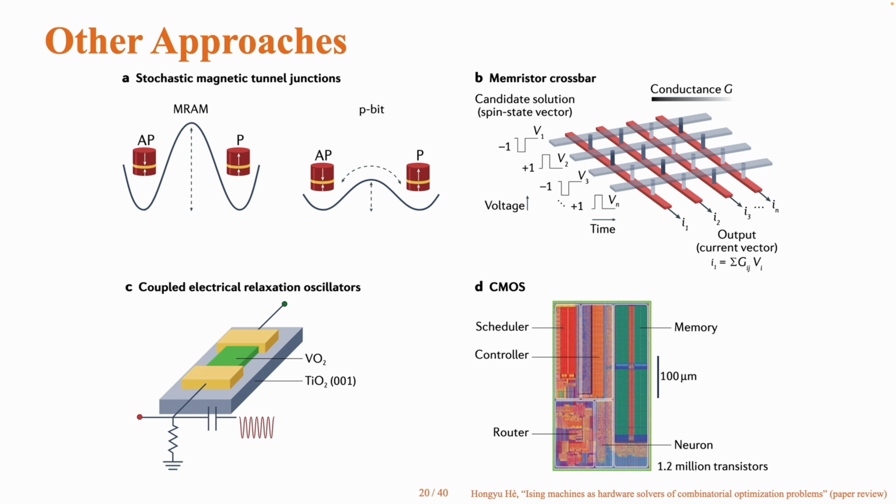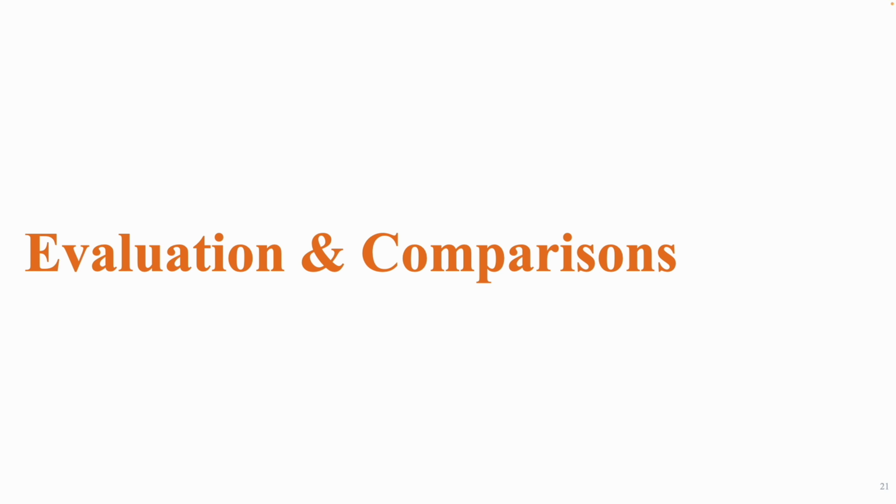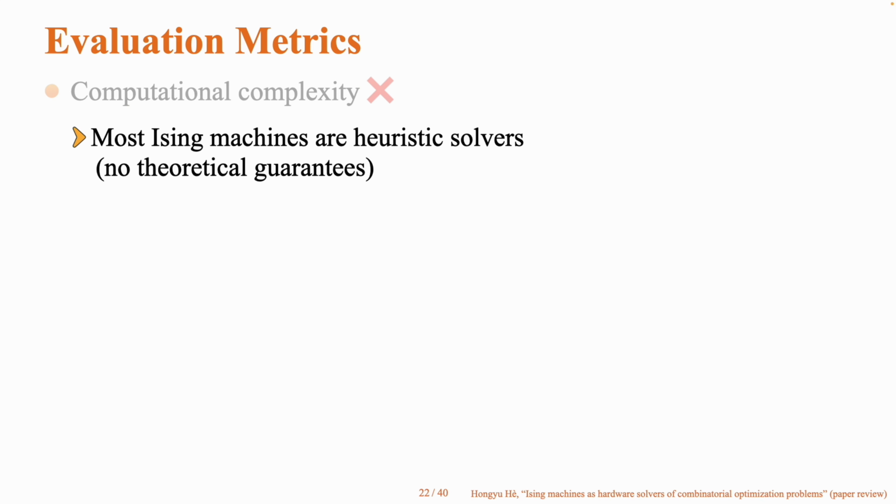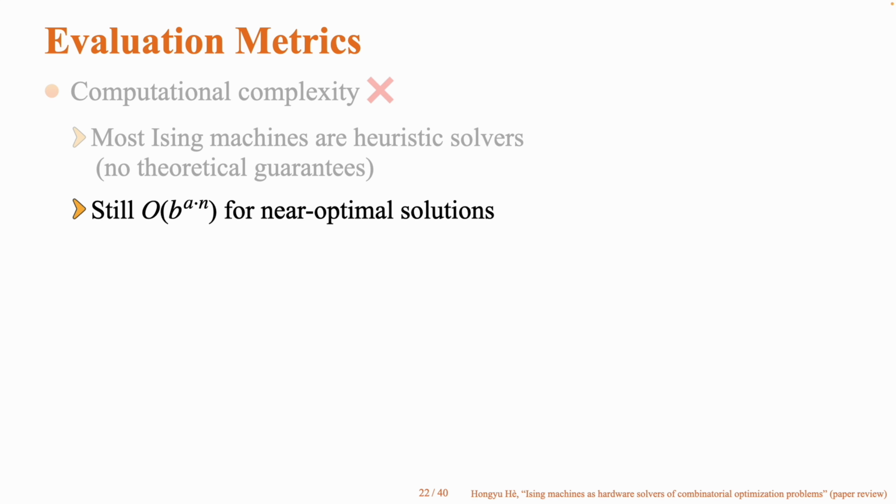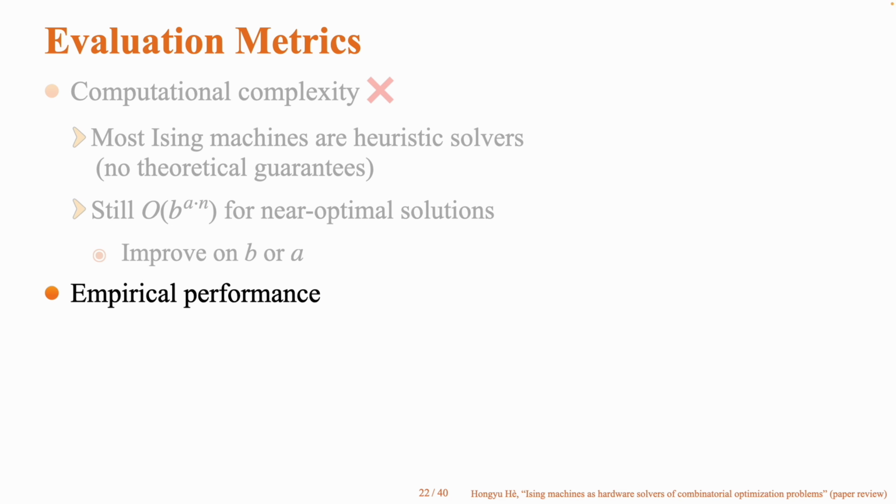Quickly moving on to evaluation comparisons. The evaluation metrics introduced in the paper: they first discussed computational complexity, but they mentioned it's infeasible because most of the Ising machines are heuristic solvers, meaning that they don't provide any theoretical guarantees. And the additional benefits provided by them are constant terms, B and A in front of the base, or the constant in front of the exponent. So they introduced the empirical performance metrics.